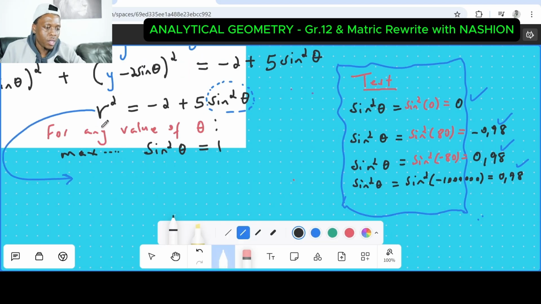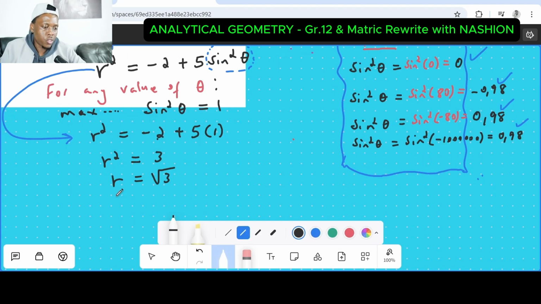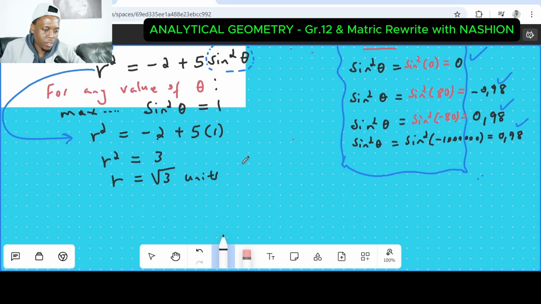So here, we'll write r squared is negative 2 plus 5. In the place of sine squared, we write 1. So r squared is going to be negative 2 plus 5, that's 3. R is going to be the square root of 3. So the maximum value of the radius is the square root of 3 units. We can even just write it in decimal form as 1.73 units. And checkmate.